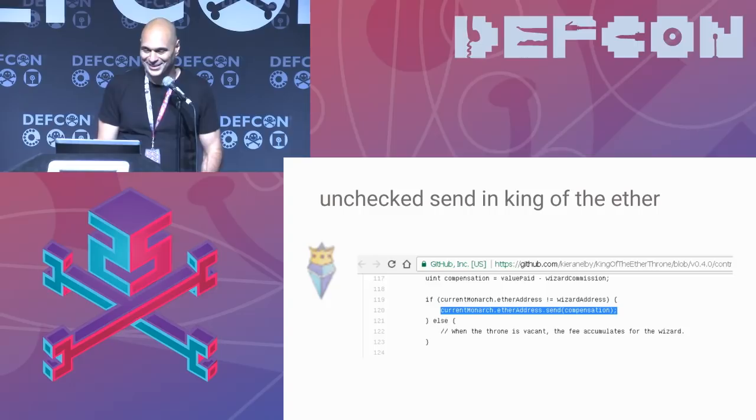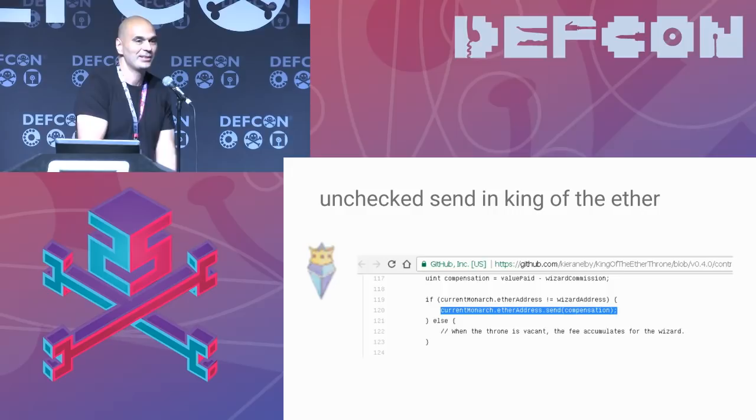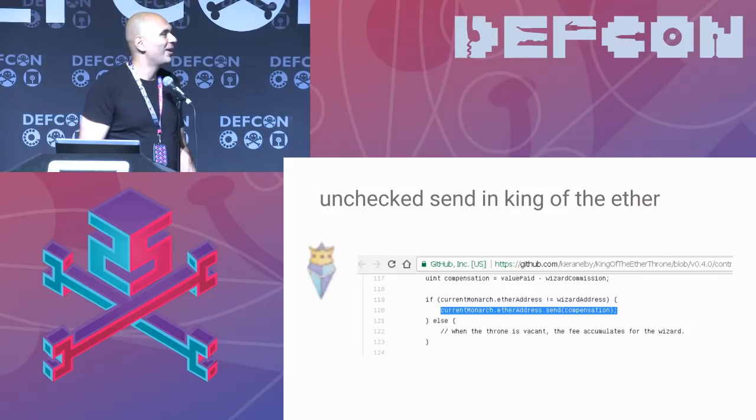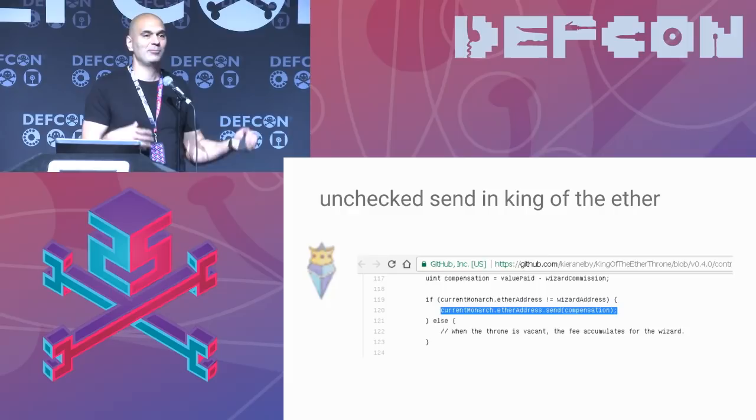So another popular attack was unchecked send. It was first discovered in kind of a goofy game, but it's still worth talking about. Now, you'll find this kind of thing in Ethereum a lot. In the early days of Solidity, people would make these silly games, almost like Ponzi schemes, or a digital chain letter in the blockchain, if you will. That's what they went for.